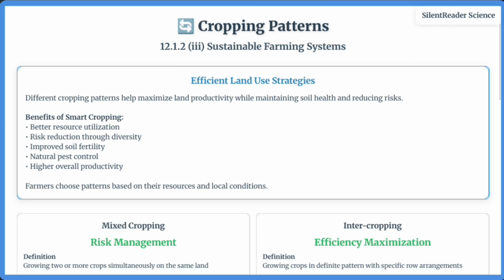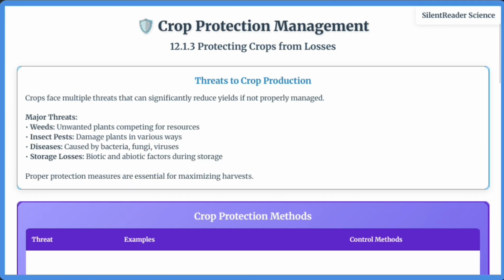Crop rotation involves growing different crops in sequence on the same land. This prevents nutrient depletion and reduces disease buildup. These practices help farmers get better yields while protecting their land for future use.